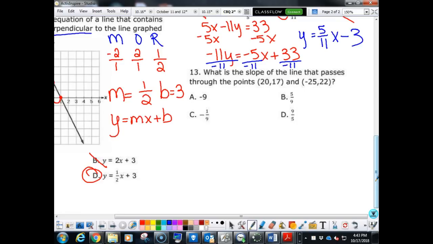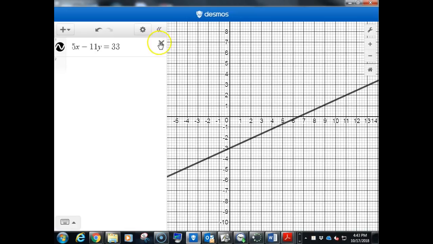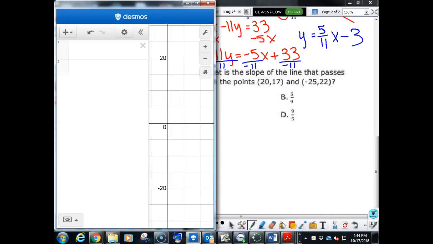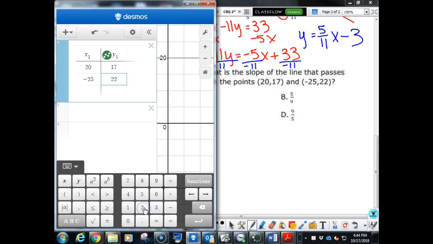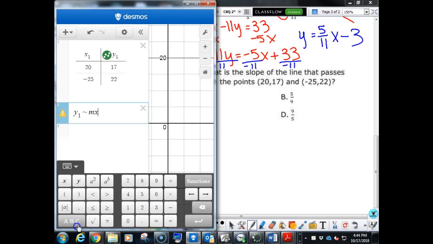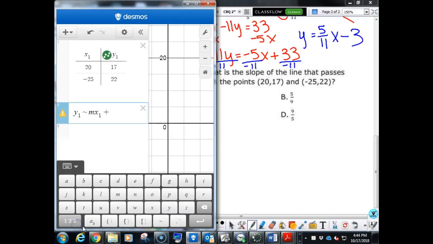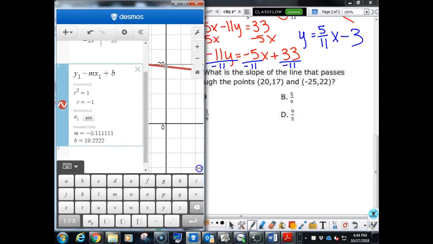Okay, and then the last one, what is the slope of the line that passes through the points 20, 17 and -25, 22? So let's open up Desmos. Let me exit this. So remember, you're going to add a table, add item, you're going to add a table. And so it's 20, 17, and then -25 and 22. And so remember, it's y1 is approximately mx1 plus b. So my slope is -0.1 repeating. So I need to figure out which one that is compared to my answer choices.